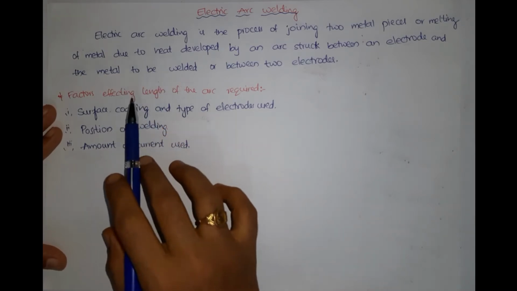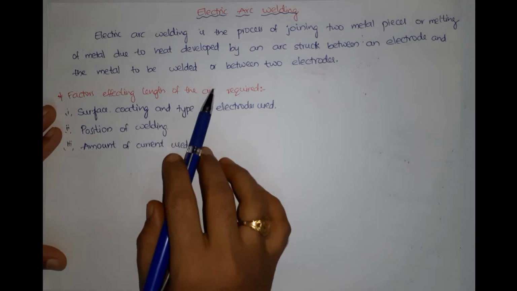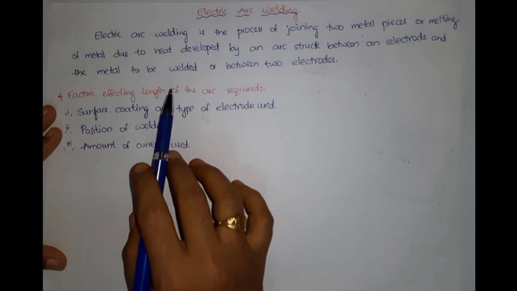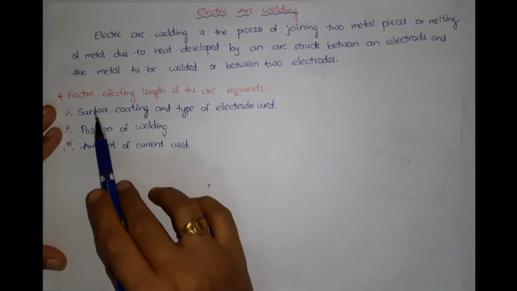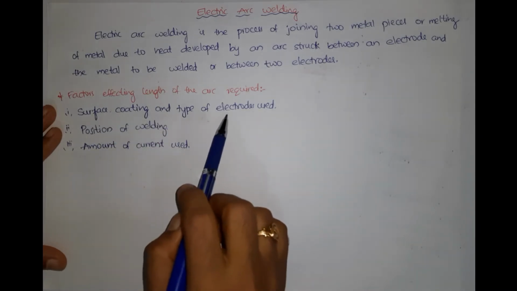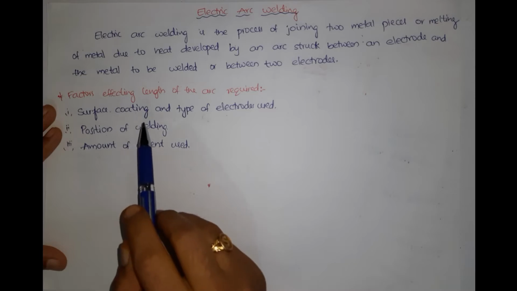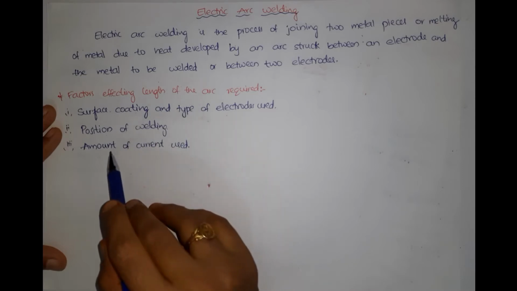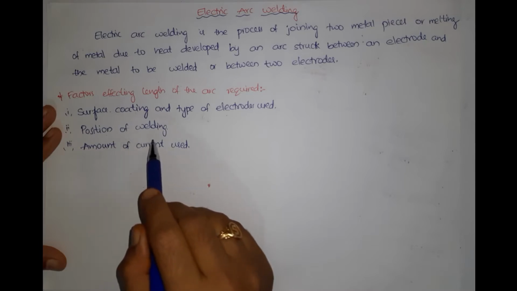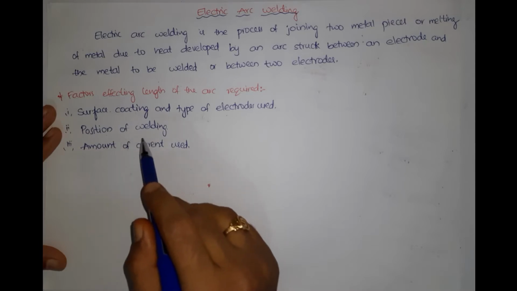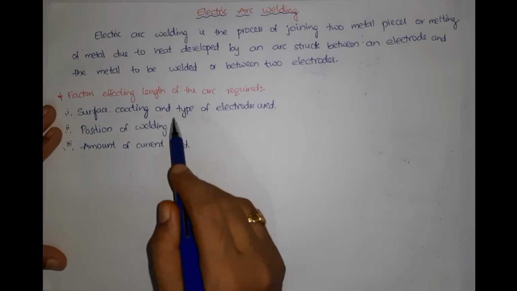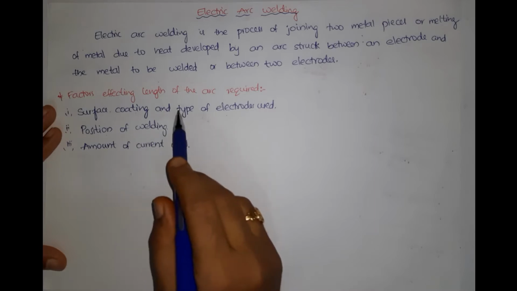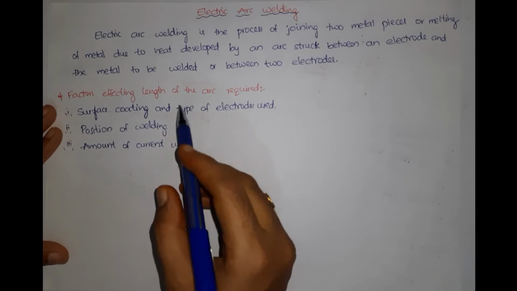These are the factors that affect the length of the arc, that is, how much arc length is to be taken for proper welding. They are the surface coating and type of the electrodes, the position of welding, that is, the position at which the metal to be welded is placed, and the amount of current provided for the welding purpose. These three are the major factors on which the length of the arc depends.